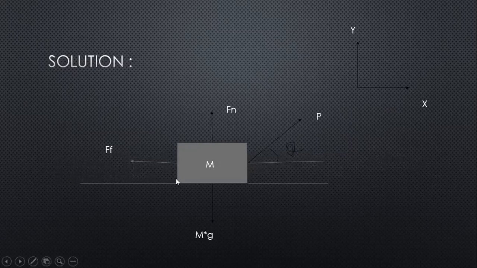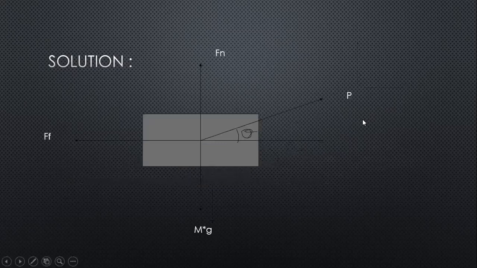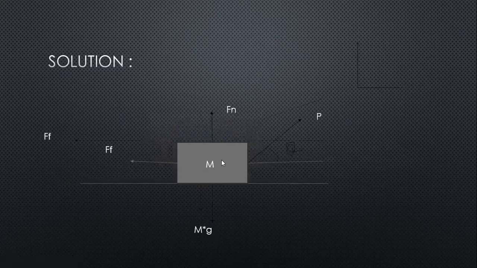So what is given in the problem? Let M be the mass of the rigid body lying flat on the horizontal surface. Take a force P which is acting at an angle theta with reference to the horizontal axis. Okay, so we want to draw the free body diagram for this case. So draw the free body diagram.